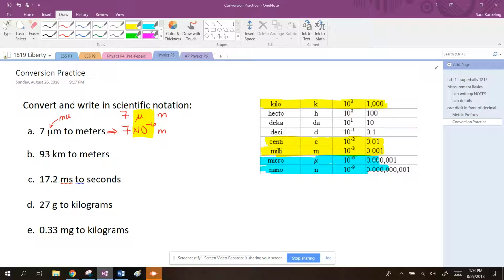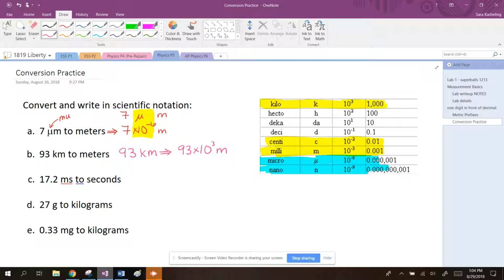Do you want to try B over here? Sure thing, Miss Carveling. 93 kilometers. So we're going to look and see where kilo is. Oh, it's right there. Kilo means 10 to the third. So instead of writing the K, you're going to write 10 to the third. 93 times 10 to the third meters.